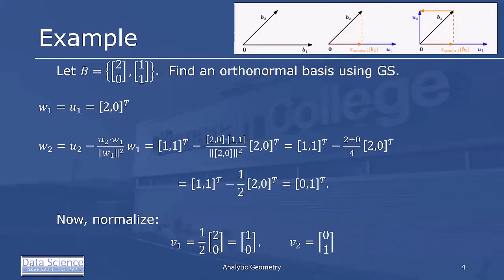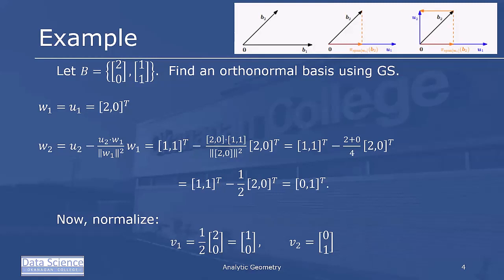So now we've got vector w1, that's (2, 0), and vector w2, that's (0, 1). Those vectors are orthogonal to each other. However, they're not of unit length. So we take vector w1, divide by its length, and we get the vector (1, 0). We take the vector w2, divide by its length. Of course, its length is 1. So we get vector v2.